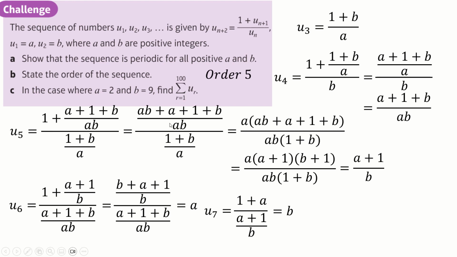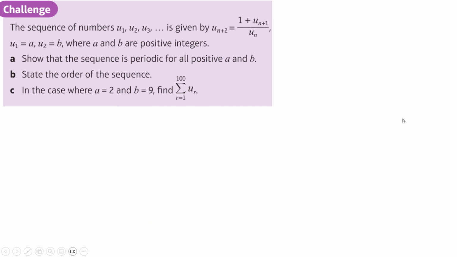So if a equals 2, the first term is 2, the second term is 9, the third term is 1 plus 9 over 2, which is 5. The fourth term is 2 plus 1 plus 9, which is 12, over 2 times 9, which is 18, so I think that's 2/3.